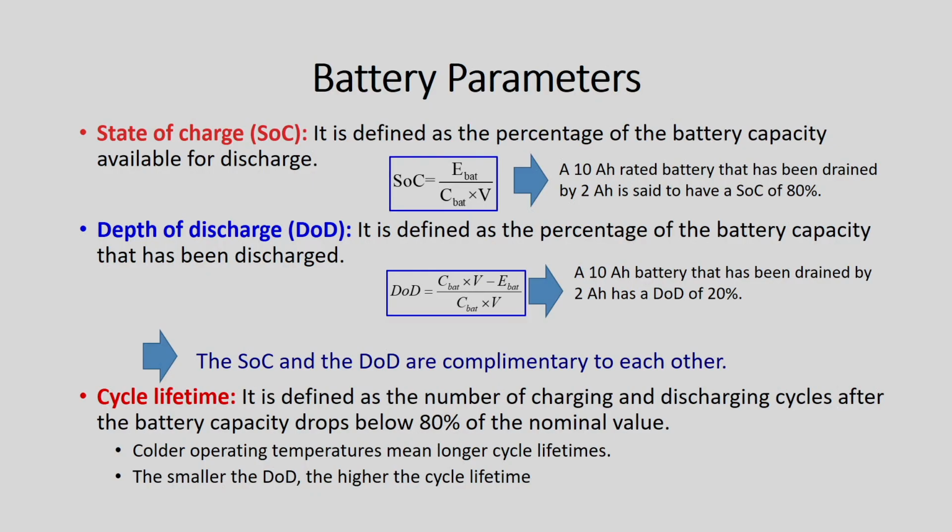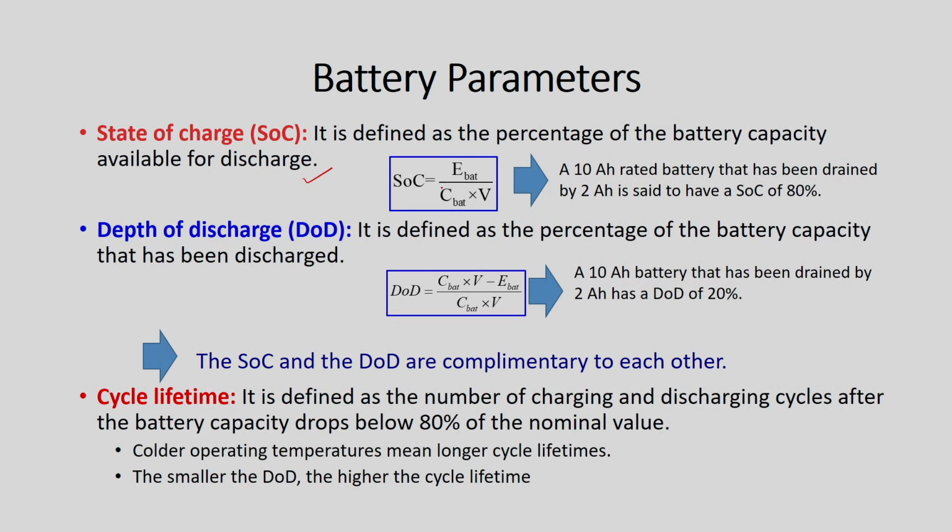Also, we must know what is the state of charge of a battery, which is defined as the percentage of the battery capacity available for discharge. What we see in the mobile phone that we use nowadays, it shows 80%, 70% battery remaining, that means that SOC is 70%.